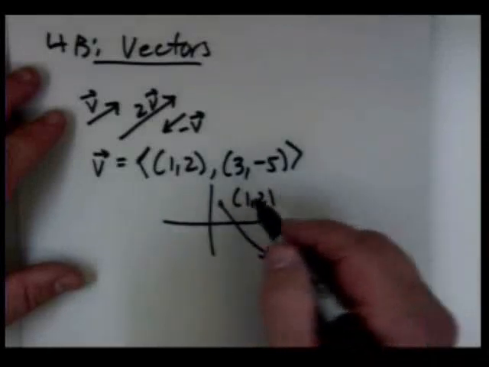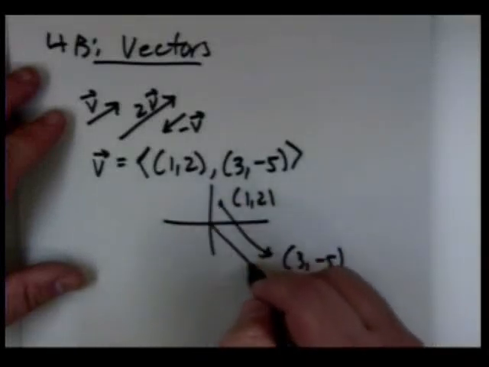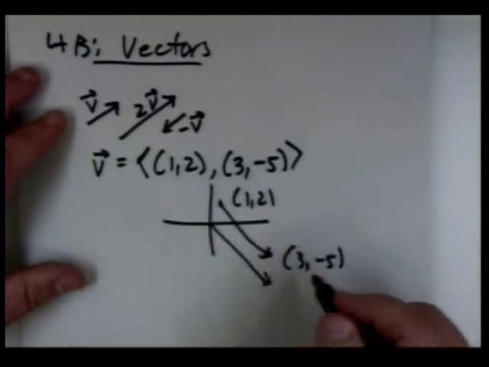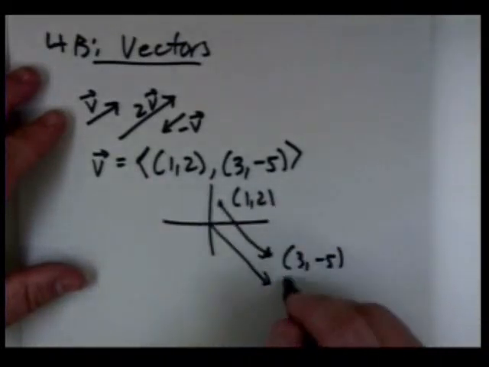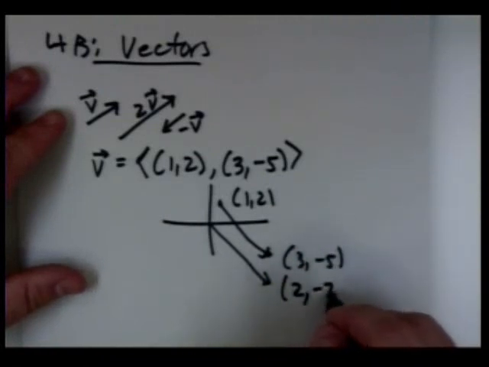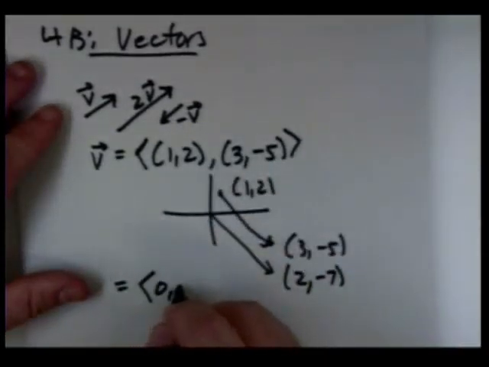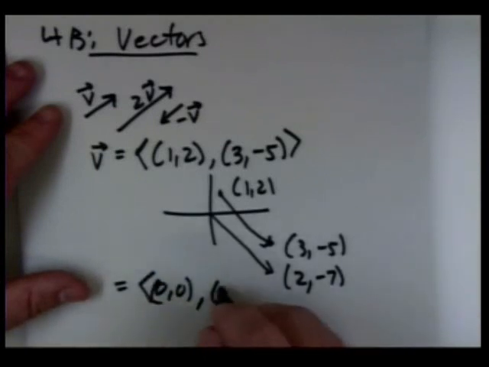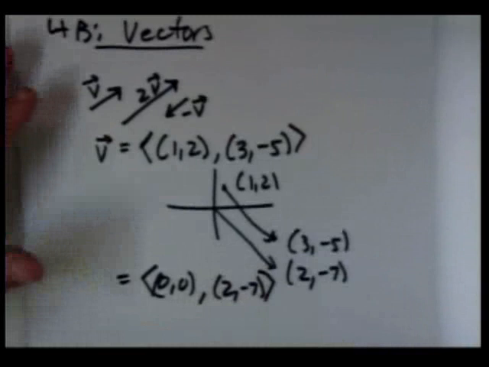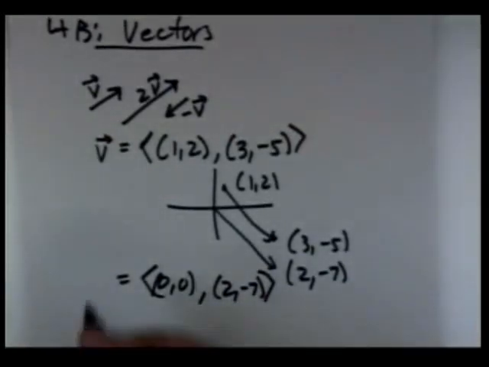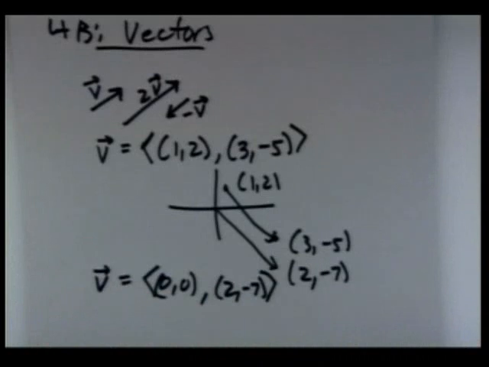Okay, let me think about what I have to do to get (1, 2) to be the origin. I guess I have to subtract 1 from the x and subtract 2 from the y. So if I subtract 1 from the x here, I get a 2, and if I subtract 2 from the y, I get a -7. So this vector can be written as the vector from (0, 0) to (2, -7). That's called a position vector, but it's still the same vector v. Now it turns out that it's nice to have position vectors. I'm going to show you why in a minute.